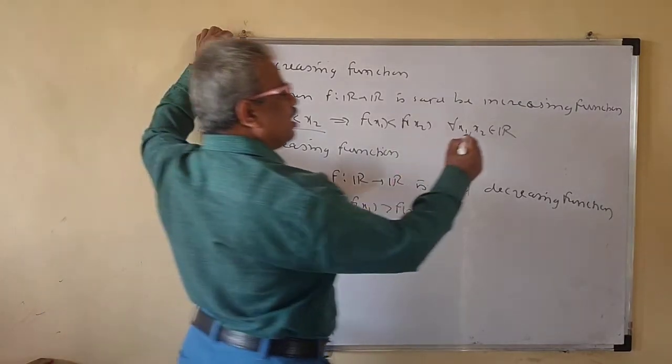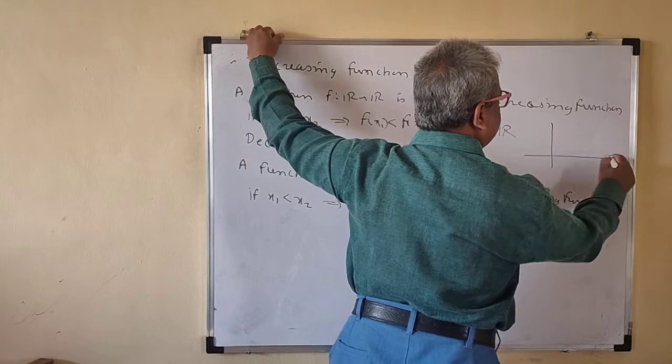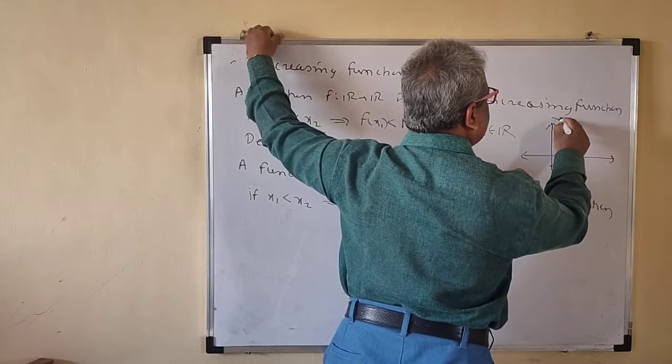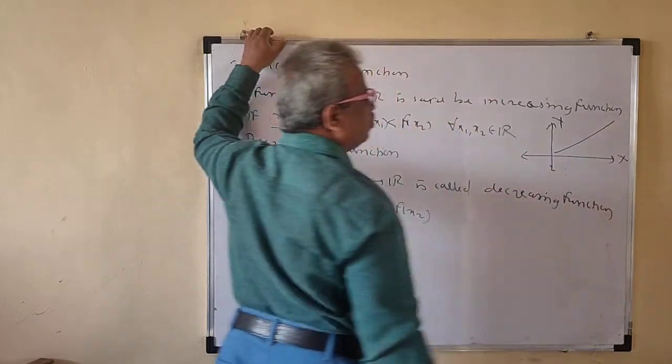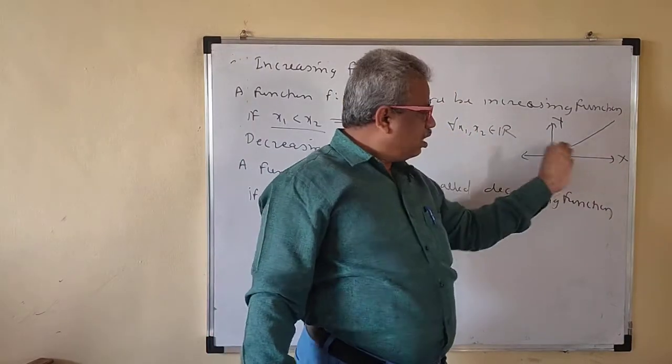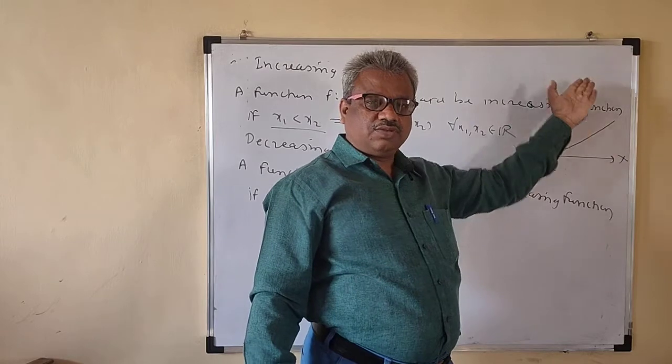Okay, so the graph of the increasing function is like this. So this is your y-axis. See, the values of x are increasing, and the height of the function is also increasing.